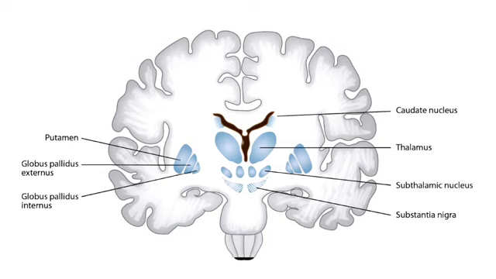Now let's show a slightly more posterior coronal cut of the brain on a new slide. Since we are more posterior than in figure 8.5, shown in the previous slide, we can see the brainstem right here and the substantia nigra in the midbrain. As we will discuss later in this lecture, the substantia nigra plays an important role in the basal ganglia.